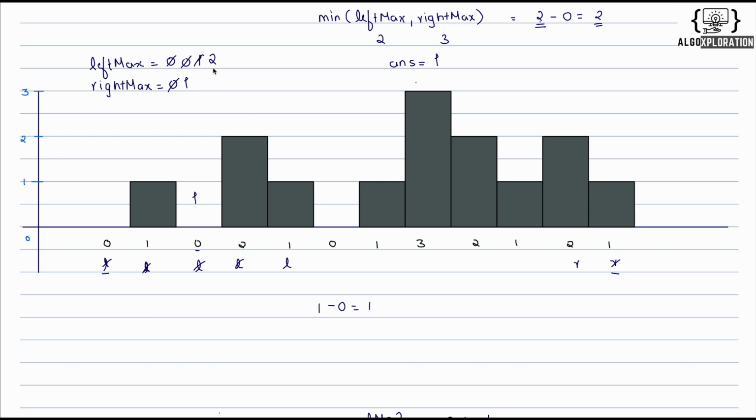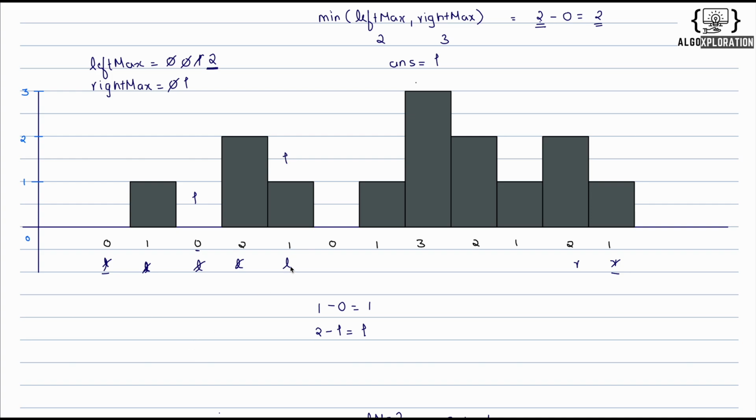We have to compare with the left max. If the minimum is L, then compare with left max. If the minimum is R, then compare with right max. Here in this case the minimum is L, so we have to compare with the left max. So we got to know that the left max is maximum, right? So 2 minus current height of the building, that is 1. So the answer is 1. So this building can hold 1 unit of water.